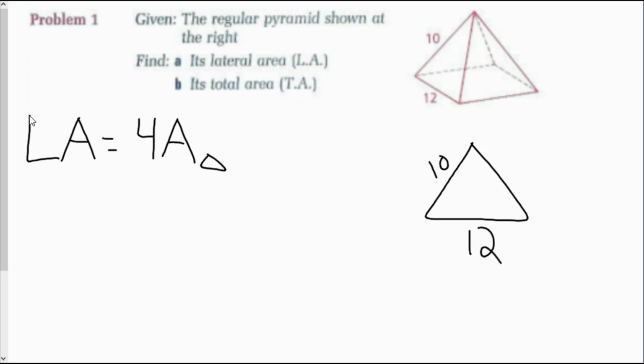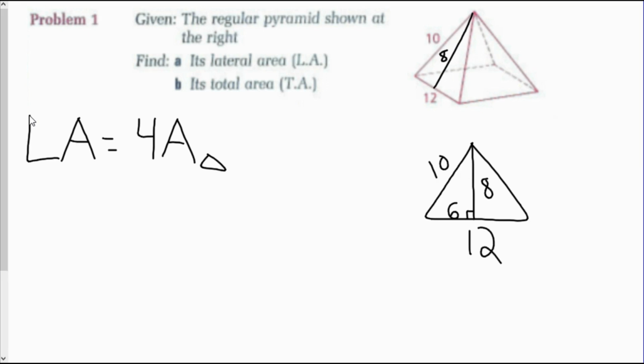If I drop a perpendicular bisector, that would give me a leg of 6, and I can find my height using the Pythagorean theorem. I know this is a triple, so my height is 8. So my slant height of these is 8.